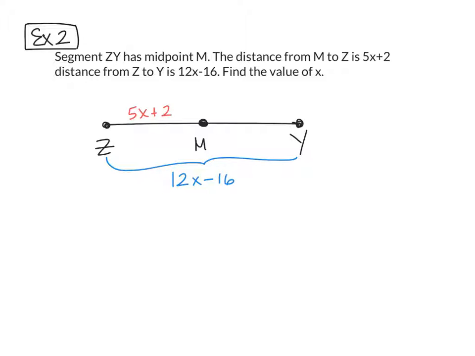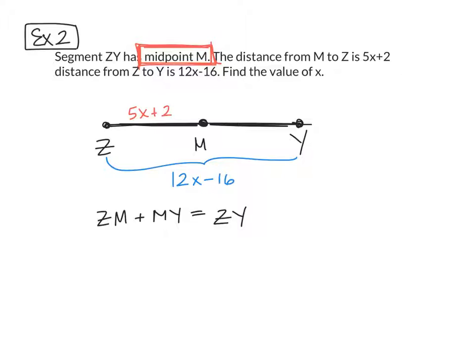Now this is kind of weird because I know that I should have two small pieces that add to give me a large piece, right? I should have ZM, that's this first small piece, plus MY, that's the second small piece, should give me the entire thing, which is Z all the way to Y. And I'm missing this MY part, but they give me a very important piece of information. They tell me that M is the midpoint. So you should have that written down as a bullet for this problem.